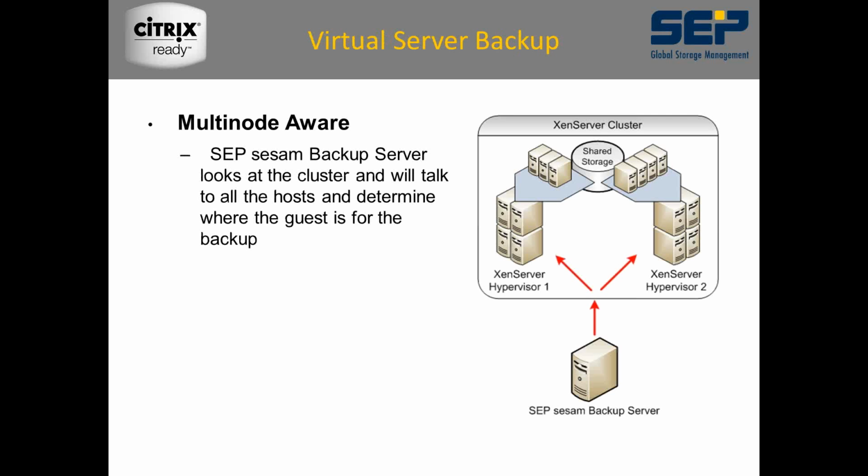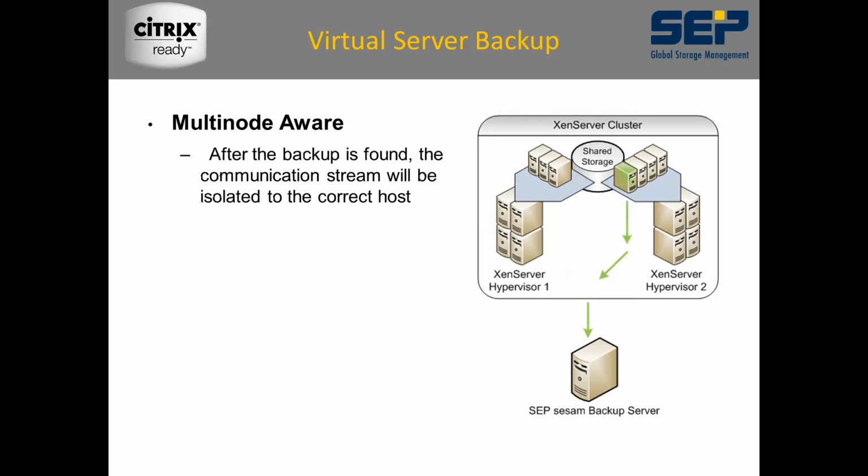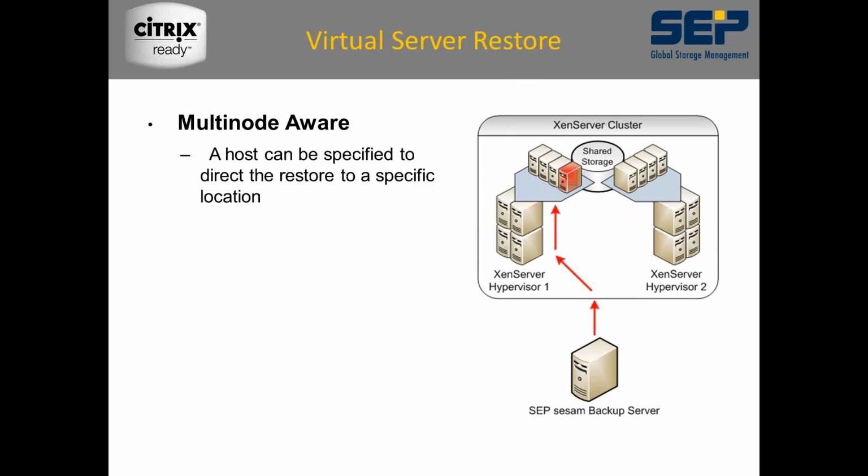So let's go through a quick scenario on a SEP system backup pointing to a Xen cluster, and we're going to point to the master server and go ahead and grab that information. So the backup server itself, by pointing to the master server, it'll talk to all the hosts, determine where the guest is, and identify the guest it's trying to back up. After it finds the guest, it's going to isolate the communication string and back up from the correct host to the backup server. At that point, you can turn around and identify specifically which host you want it to do a restore to. So you can restore to the same box.